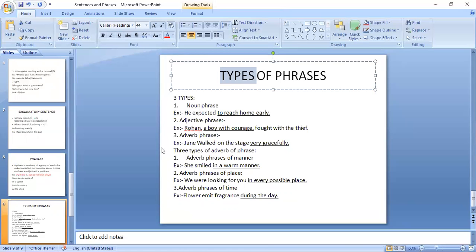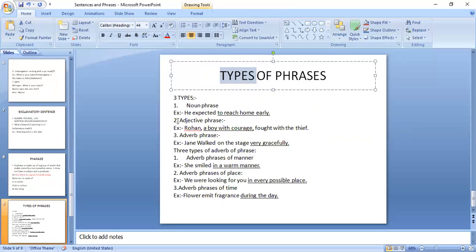Here, if we ask, what did he expect? The answer we get is to reach home early. This group of words, to reach home early, acts as a noun. It doesn't have a finite verb. So it is a noun phrase.